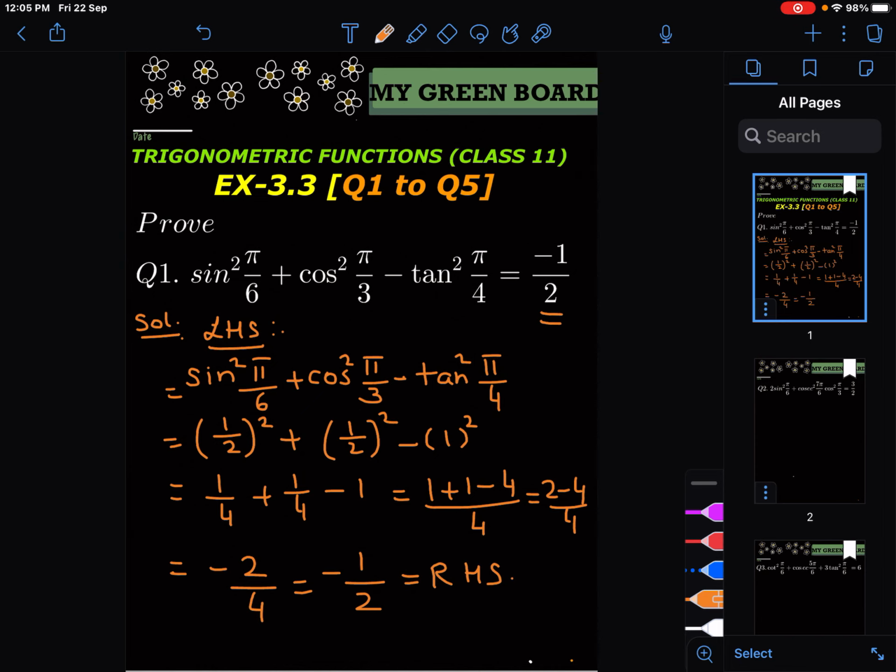Here RHS is also minus 1 by 2. So we are getting this answer. Okay, so you have to write hence proved. Since a proof is asked, you have to write hence proved. Okay, hence proved. So the first question was a very easy one, so we have solved it. Okay, so let's go to the next question.